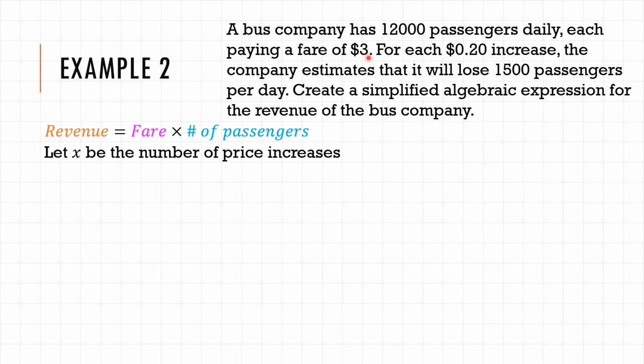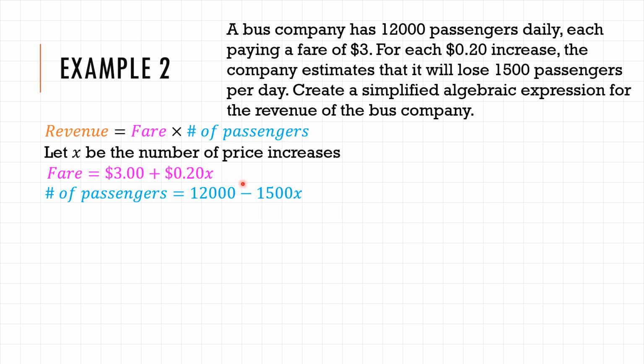Well, it's $3 right now, but every time they increase the price, we will need to add 0.2. So it'd be $3 plus 20 cents times the number of price increases. If they increase it twice, that would be 20 cents times 2, which is 40 cents. If they increase it 10 times, that's an extra $2, 20 cents times 10. So that's the fare.